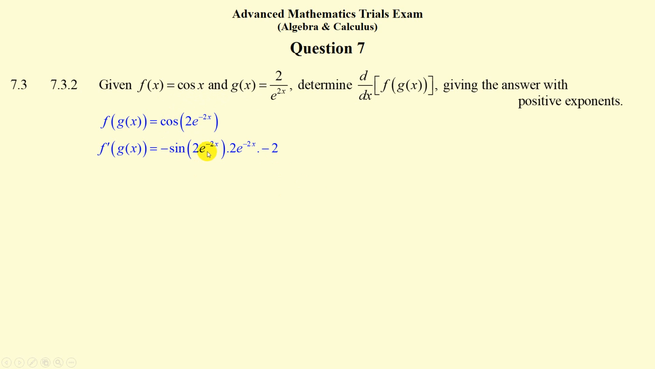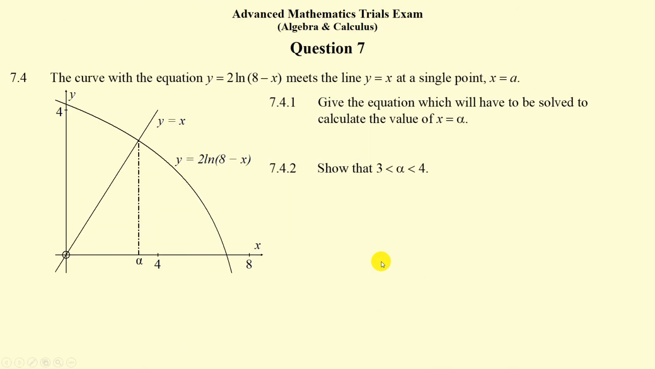Now we're doing this one. Outside 2e to the something, so it just stays 2e to the something. That's the characteristic of derivatives of e to the x. And then the derivative of minus 2x is minus 2. And there is our answer with positive exponents. Phew, quite a long question this.